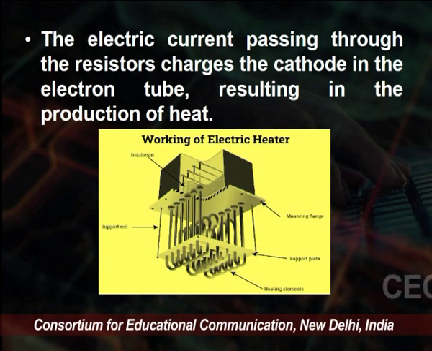throughout the space. So, the electric current passes through the resistors, charges the cathode in the electron tube, resulting in the production of heat. This is the working of the electric heater you see on the screen. There are other parts, cathode and anode, and through the resistors it is charged, so it is used for this.